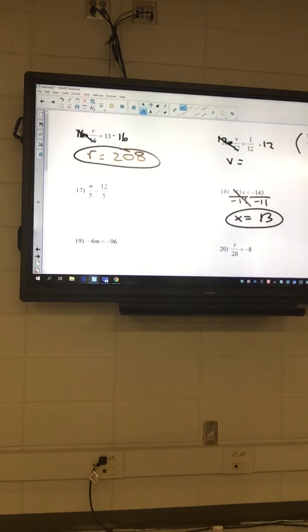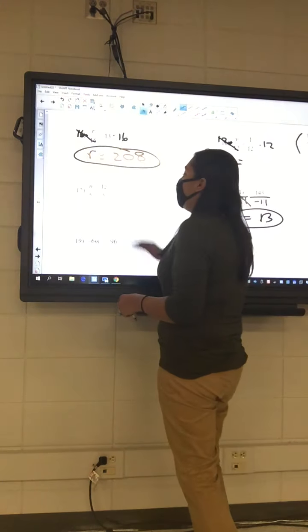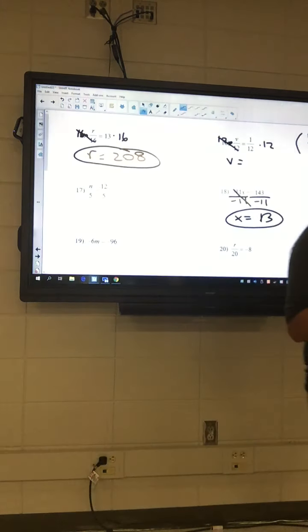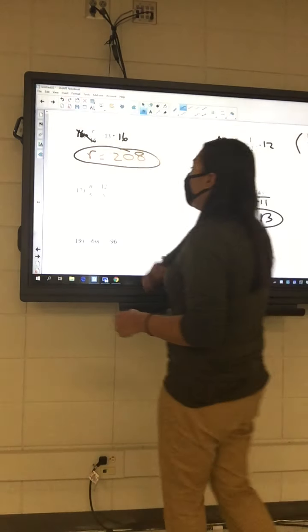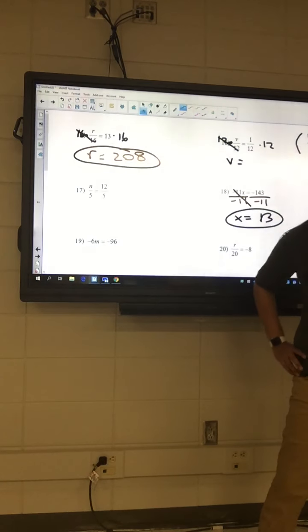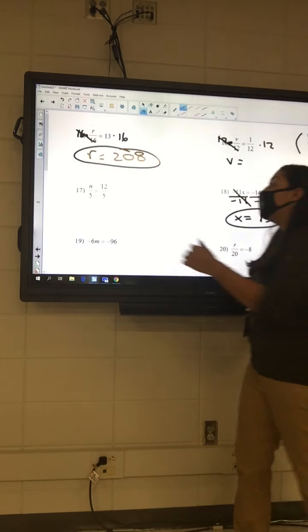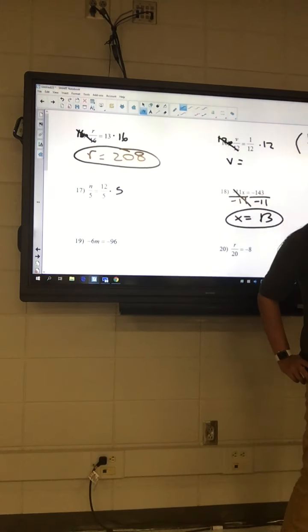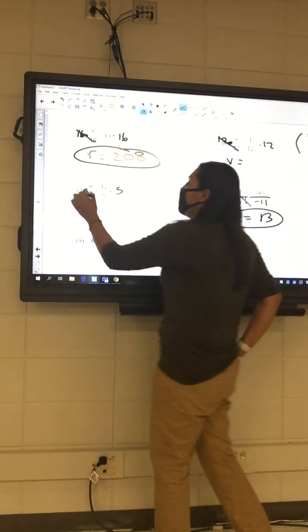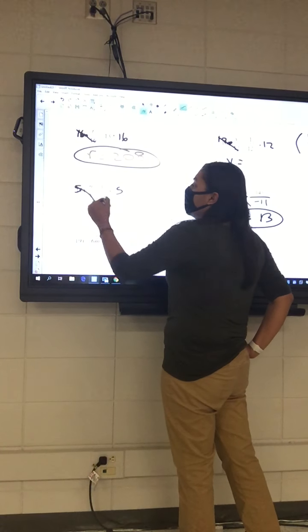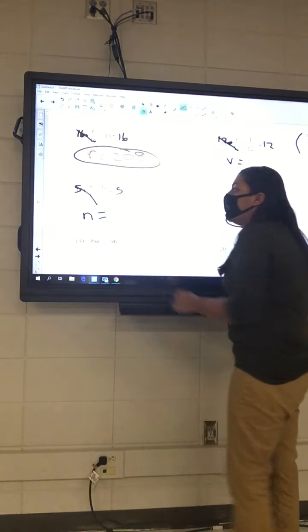Okay, so, let's do 17. So 17 says n over 5 equals 12/5. What does it mean over? It means divide. So what do we need to do? Multiply. Multiply by what? 5. Okay, which 5? The one on the right. Does that look right? You have to do it to both sides. Oh, yeah, clear. Okay. What happens to these ones? They cancel. Okay, so you're left with n, and then same thing, you can figure out what that is on your calculator.